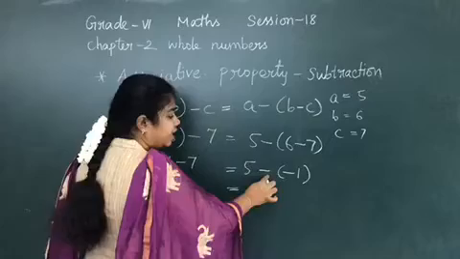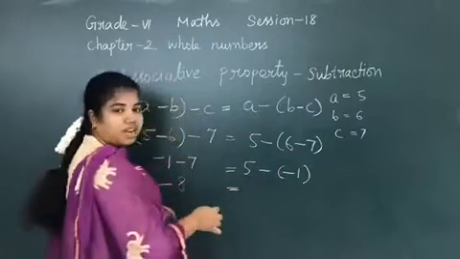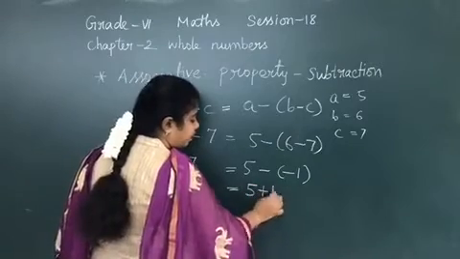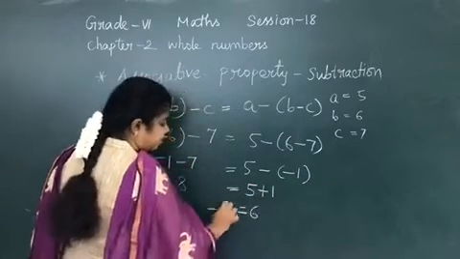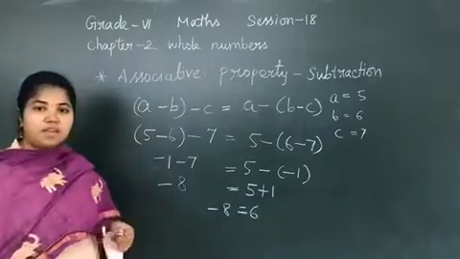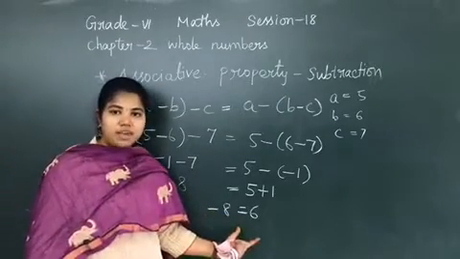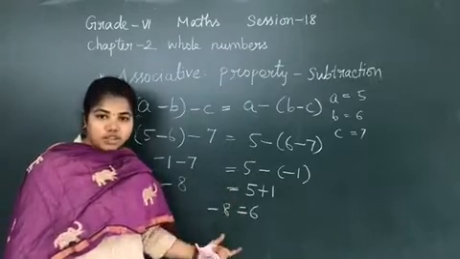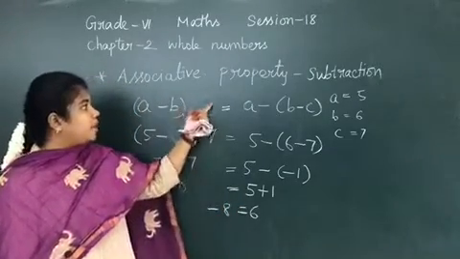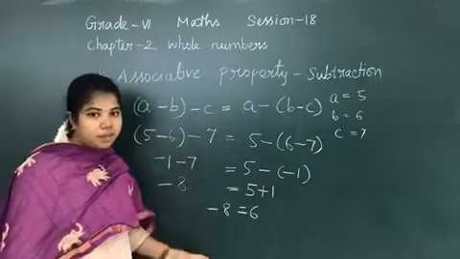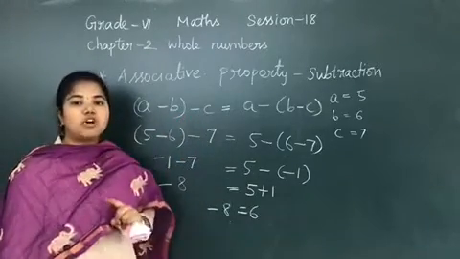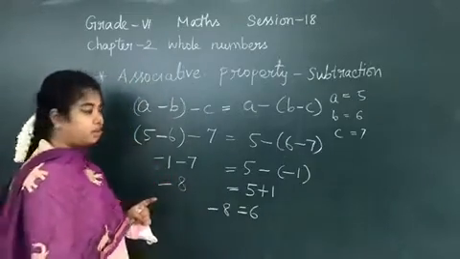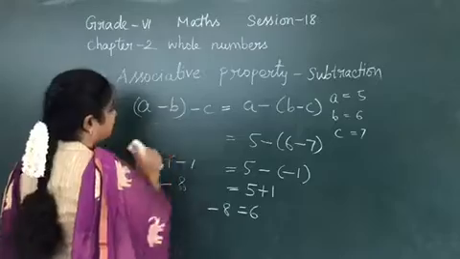Now 5 minus of minus 1. 5 minus of minus 1 will be plus 1. So 5 plus 1, which is equal to 6. Is minus 8 and 6 same? Is the LHS and RHS same here? No, right? So LHS and RHS are not same. So that property, associative property under subtraction for whole numbers, is not satisfied. Can you understand it? Are you clear about it? Okay. Now let us move on to multiplication.